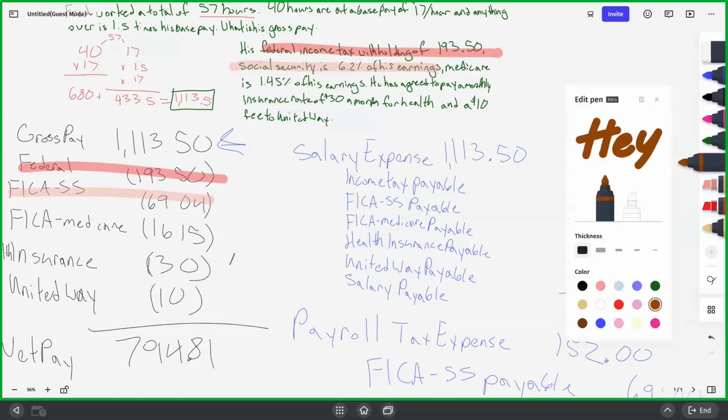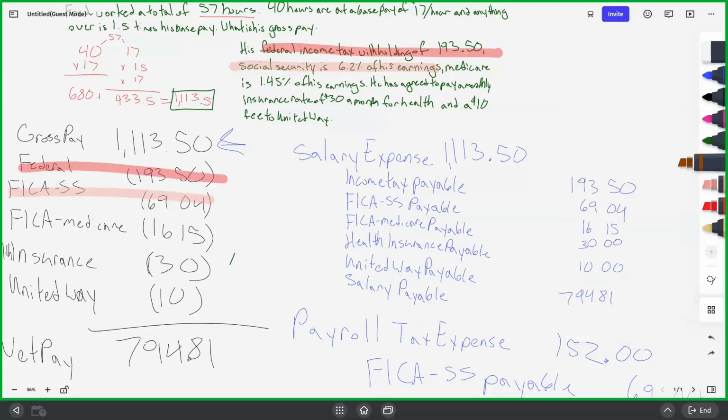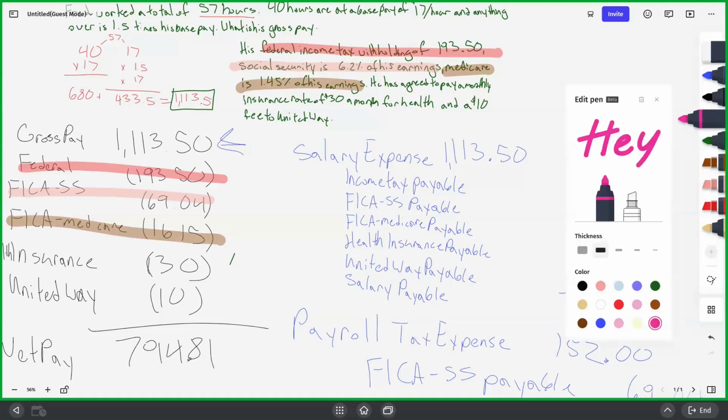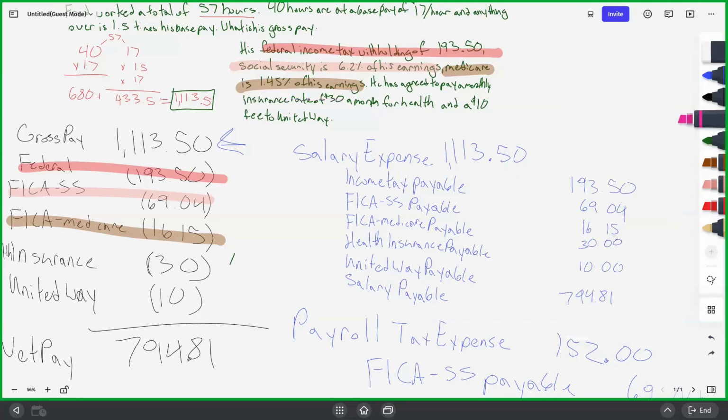You then find Medicare the same way, by taking 1.45%, and I'll make little equations to the side of this to show as well. Actually, that's a terrible idea, green on green highlighter. And for the last two, you take the insurance rate and the United Way fee.